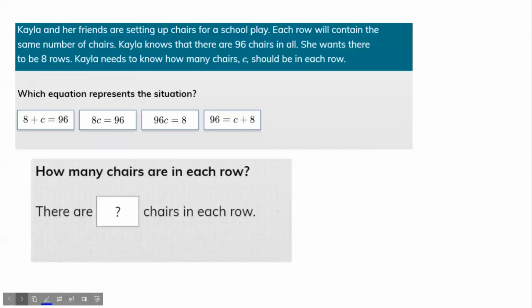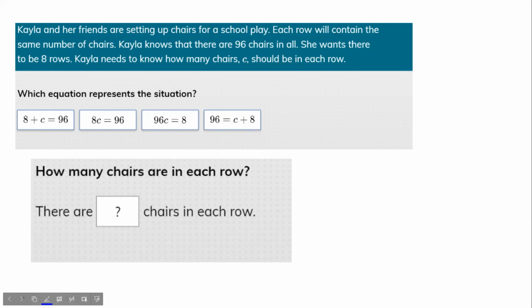All righty. Kayla and her friends are setting up chairs for a school play. Each row will contain the same number of chairs. Kayla knows that there are 96 chairs in all. She wants there to be 8 rows. Kayla needs to know how many chairs C should be in each row, okay?